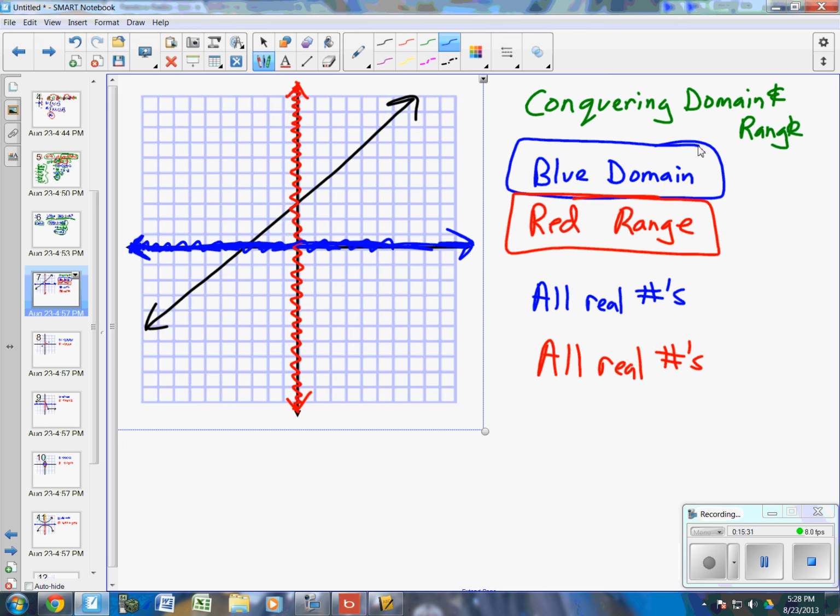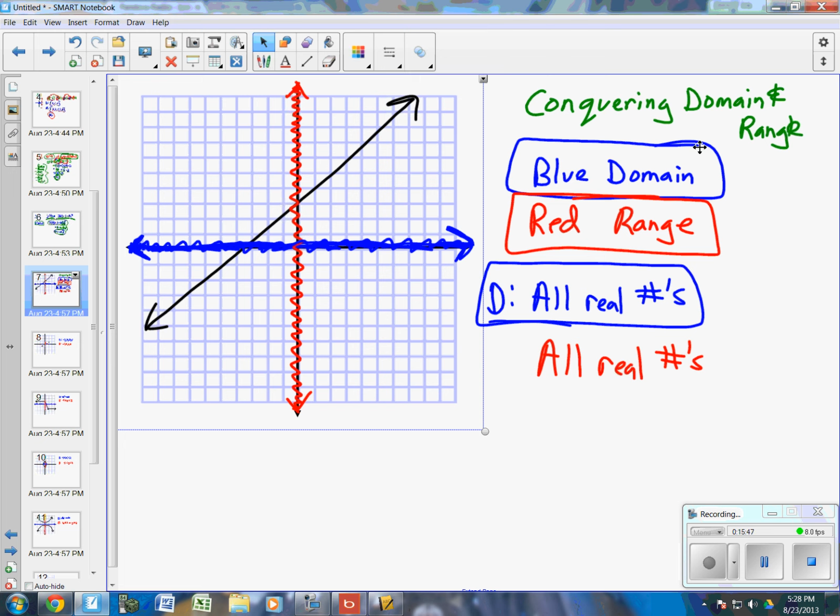I colored it in already once. I'm doing some more right now because it's all real numbers. And for the domain over here, I write all real numbers. There's a spot for it on your worksheet, right? Because this graph stretches forever left and right.